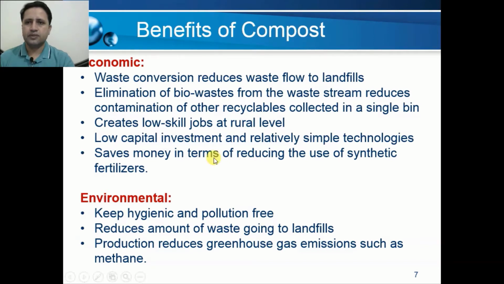Other benefits of composting from the environmental point of view are that it can keep the environment hygienic and pollution free, it can reduce the amount of waste going to the landfill, and it can produce fewer greenhouse gas emissions such as methane compared to synthetic fertilizers.